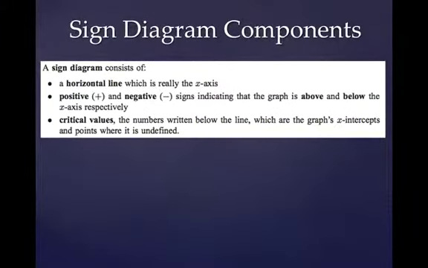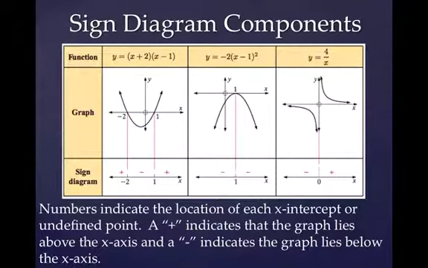So what is a sign diagram? It's basically a horizontal number line, the x-axis, and on the x-axis we only highlight the specific numbers that indicate where an x-intercept is, or a point where the graph goes undefined. And then between those numbers we place positive and negative signs to indicate whether the graph is above or below the x-axis. So let's take a look.